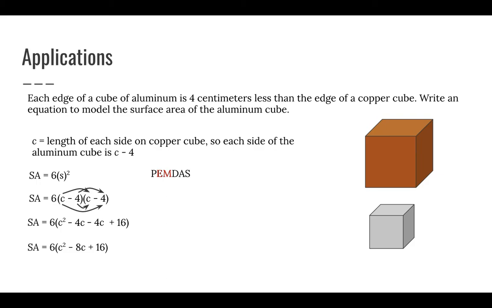I go in, combine my like terms in the middle. Got 6 times the C squared minus 8C plus 16. And then finally, I can do the multiplication where I distribute the 6. So I get a final answer of 6C squared minus 48C plus 96. This is the polynomial that represents the surface area for the aluminum cube.